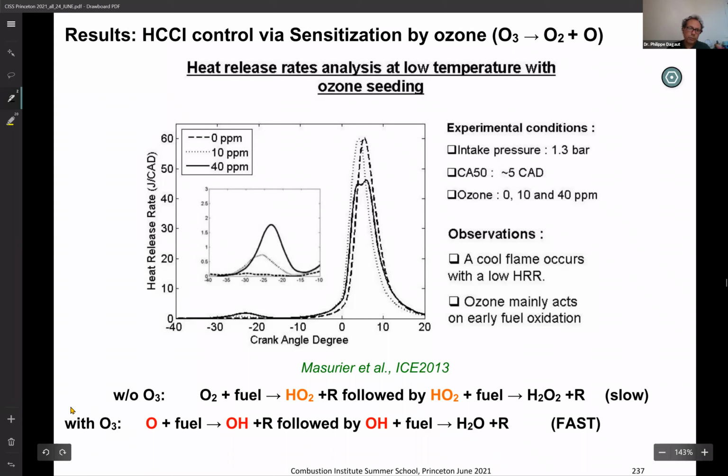Once you introduce ozone, ozone readily decomposes into O2 plus O, and O reacts with the fuel, abstracts an H atom, forms OH plus a radical from the fuel. And this reaction is followed by the oxidation of the fuel by OH. You have H abstraction from the fuel, forming H2O plus a radical from the fuel. And this process is fast.